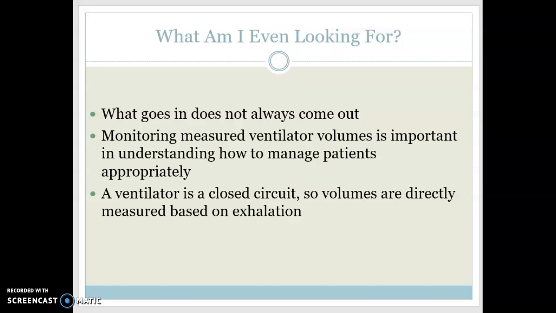I always say move from the patient out. Monitoring exhaled volumes and measured volumes is very, very important in determining whether you want volume or pressure control. Just remember that the ventilator is a closed circuit, so volumes are directly measured based on exhalation. So as your patient exhales, the machine takes those exact values of the volume of air and measures it.